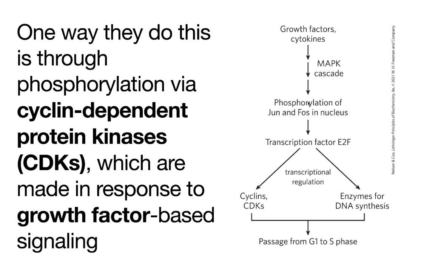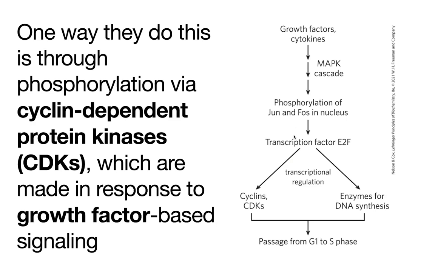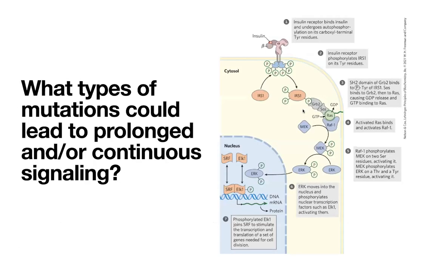They cause things like the phosphorylation of these proteins Jun and Fos in the nucleus, which are then going to activate this transcription factor, which are going to regulate the making of those cyclins and those CDKs, enzymes for DNA synthesis, and cause the cells to go from G1 to this S phase. So basically here in this S phase, they're making that DNA, they're preparing to divide. These signaling factors are going to help tell it to divide.